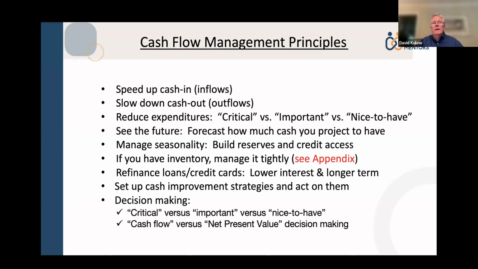So here are some fundamental cash flow management principles. And these presentations will be available. But if you want to take a screenshot of this so that you have it as a reference as you're figuring out how to manage your cash better, do take a screenshot of this. So you want to speed up your cash in, that's your inflow, and slow down your cash outflow. And we'll go into that.